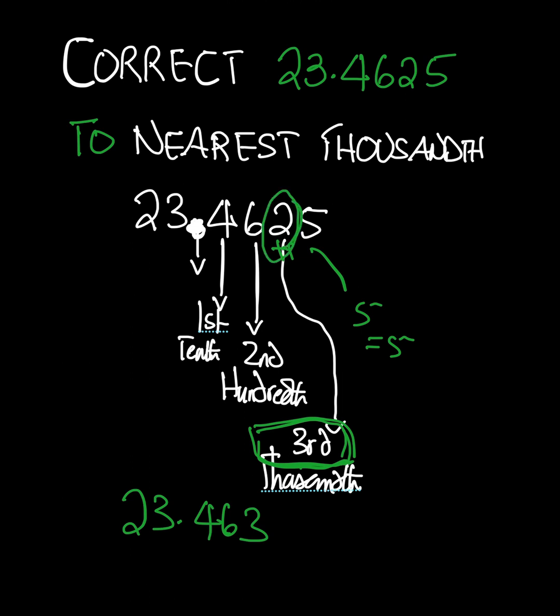But because the next number is actually 5, or it can be more, then we have to add 1 to the third decimal number, and that's how come this gives us the 23.463.